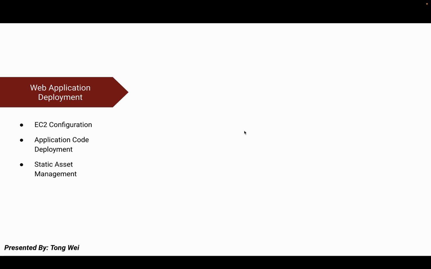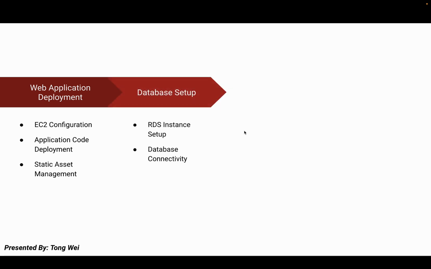For application code deployment, we have set up GitHub and cloned our project onto the EC2 instances for continuous integration and continuous deployment. This ensures seamless updates to our codebase. Lastly, we have static asset management, where we store static files in the EC2 instance storage and link this to the web application. Next will be our database setup.